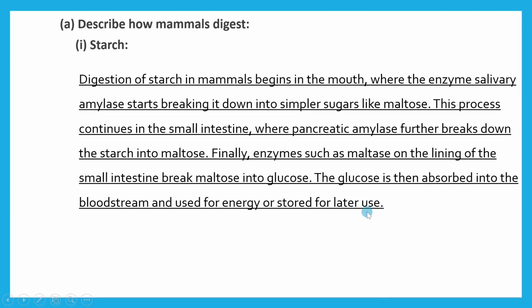So what have we said here? Digestion of starch in a mammal starts in the mouth, where salivary amylase breaks down the starch into smaller sugars called maltose. Then this process of digestion continues, where pancreatic amylase further breaks down the starch into maltose. So this one will break further the same starch into maltose. Here it broke starch into sugars like maltose, and here also starch into maltose. Is it correct?